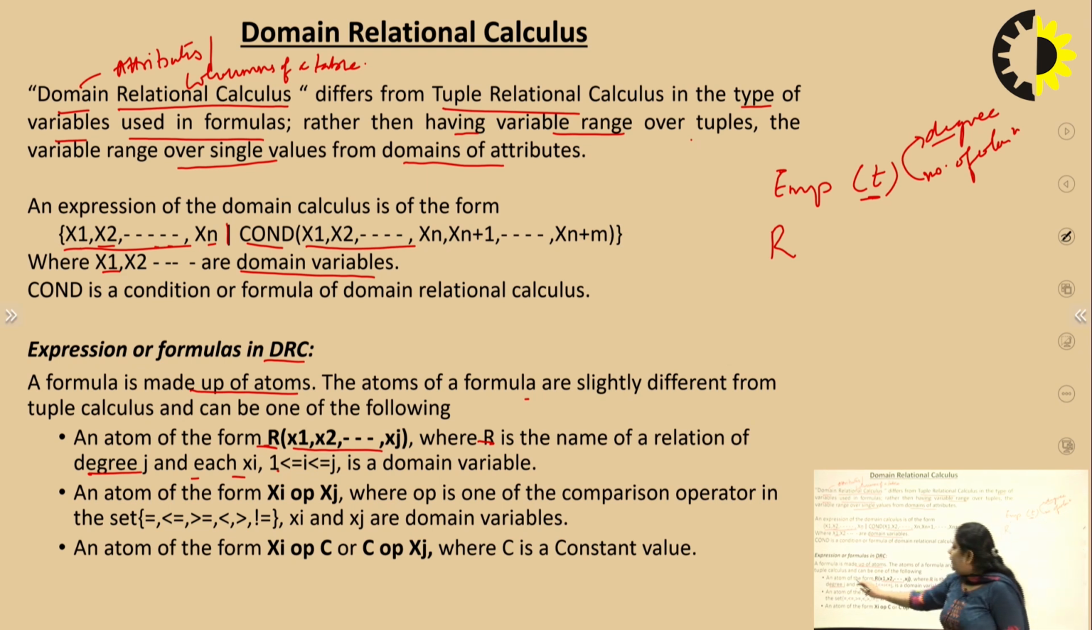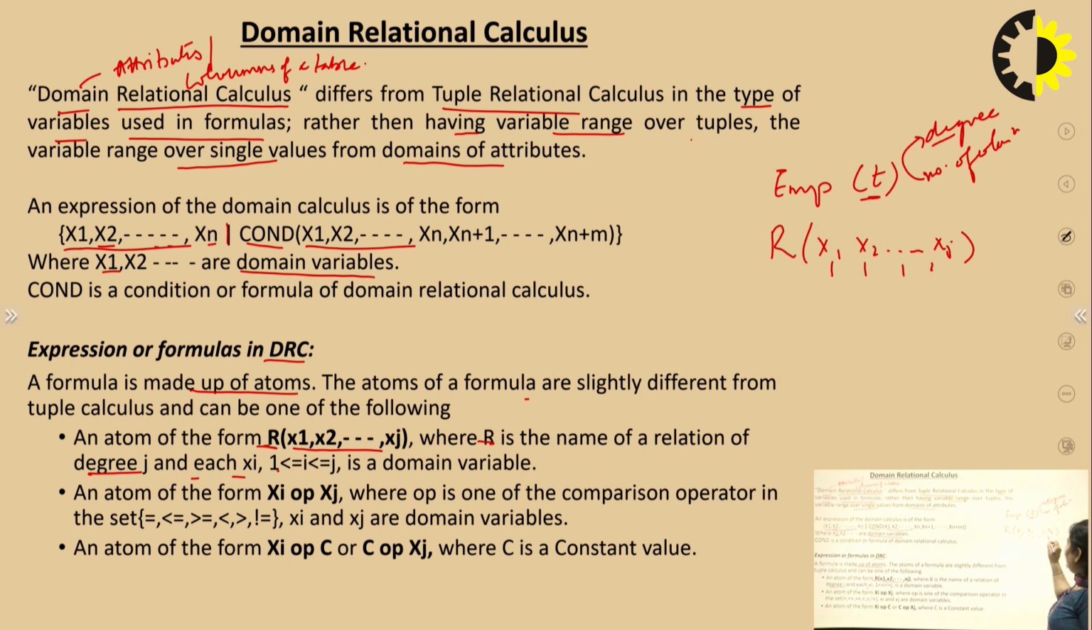So if we have a relation of the form x1, x2 up to xj, these are the attributes of a relation, that means columns of a table. So R is a relation, that is a table, and x1 to xj are the attributes of the table, that means columns of the table, and the domain variable ranges over xi. That means for each of these attributes you will define a variable.